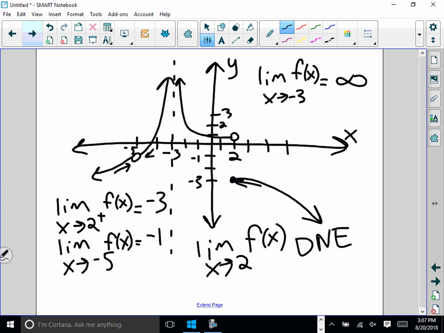How do we know, looking at a graph, when limits will not exist and when limits will exist? I want you to think about that. How do I know when limits will or will not exist? Think about it and pause.